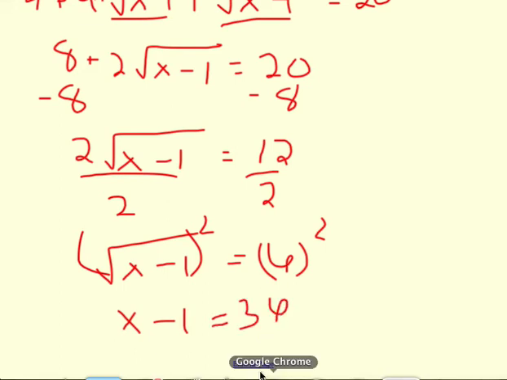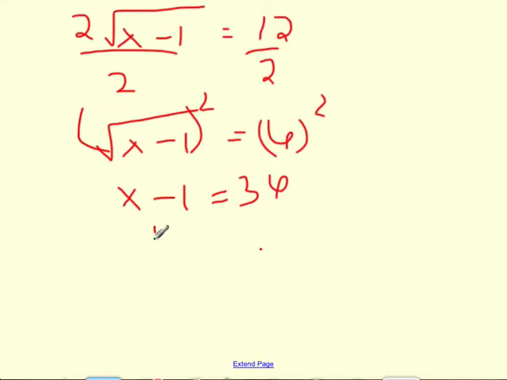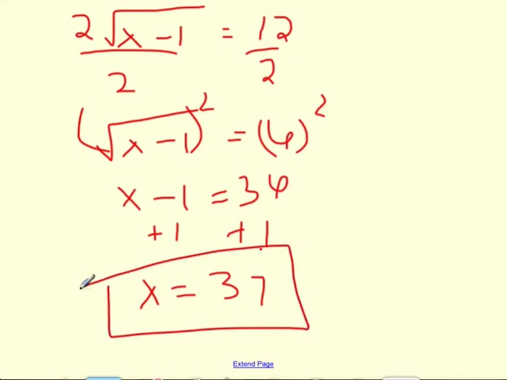So now I can go ahead and add 1 to both sides, because now I'm just solving it like a normal equation. So I get x is equal to 36 plus 1, which is 37. And I checked, the original problem didn't give me a label, so I'm not going to have a label on number 11. Last but not least, let's take a look at number 12.